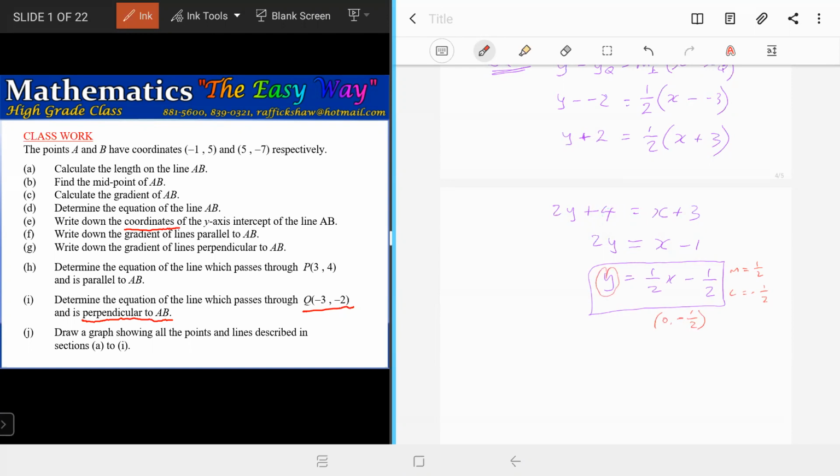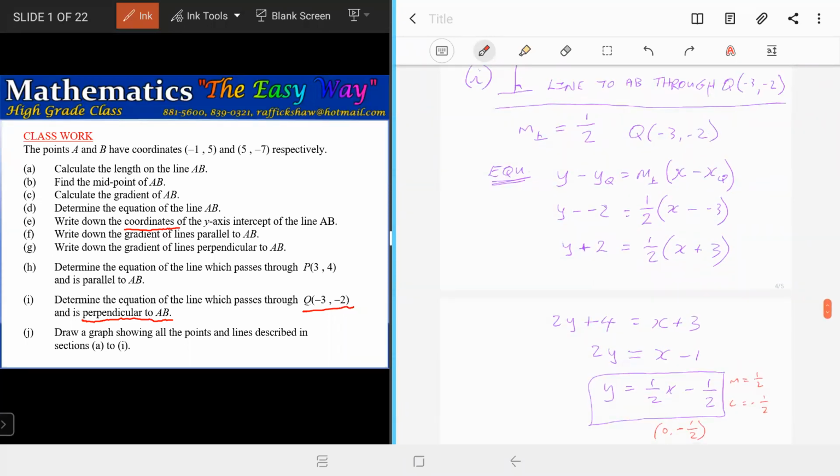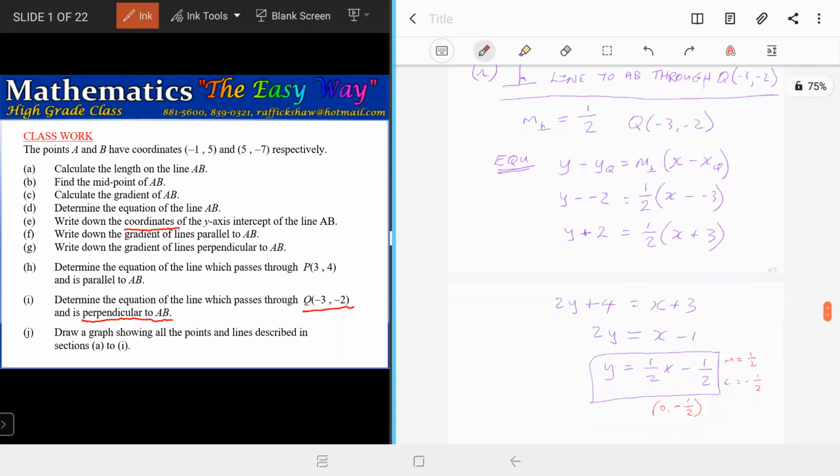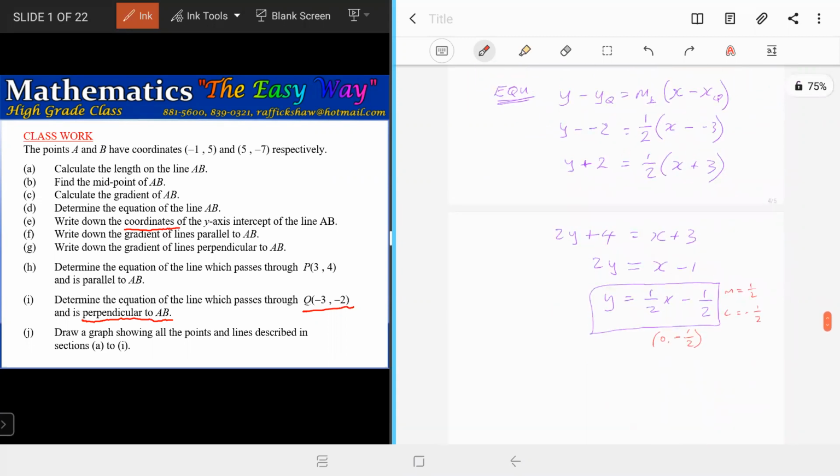And that's why this is our y. Y is the subject. So this is the gradient, this is the m, and this is the c. All right? And the m is supposed to be half anyway, because that was the perpendicular gradient. So that's what I have for us. I have the lines, I have everything.